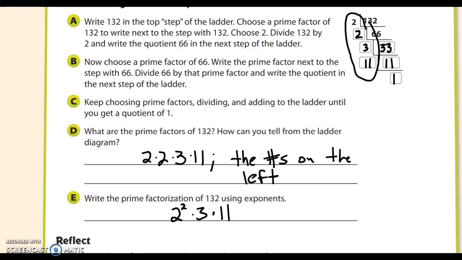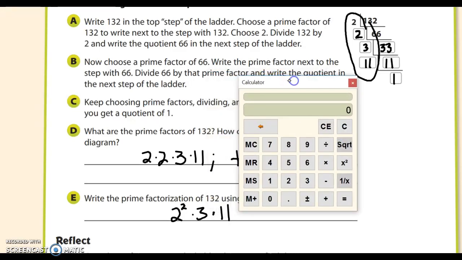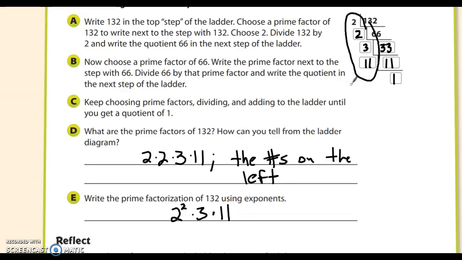And we could check our answer here too. We probably should. Let's check our answer. Let's check it right here. 2 times 2 times 3 times 11. And what do we need it to be? 132. And it is.